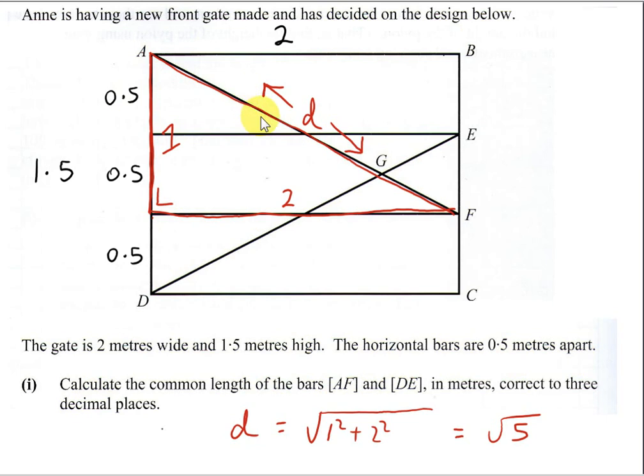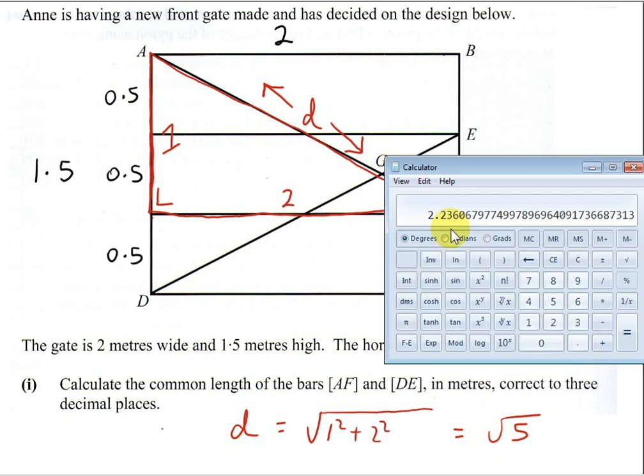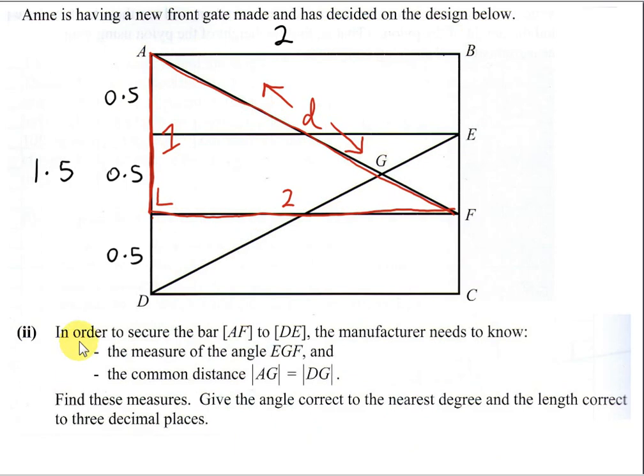Okay, we can apply Pythagoras to get the hypotenuse of this right angle triangle. We see that AF is root 5. To 3 decimal places, this is 2.236. In order to secure the bar AF to DE, the manufacturer needs to know the measure of the angle EGF and the common distance AG equals DG.